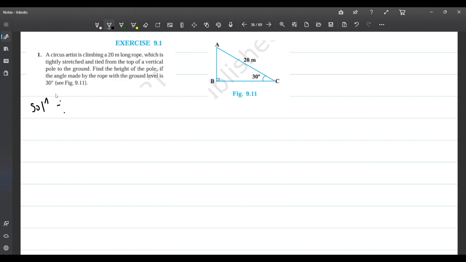Solution. A circus artist is climbing a 20-meter rope. So let's suppose that this is the rope. AC side is 20 meter, which is tightly stretched and tied from the top of a vertical pole to the ground. We have to find the height of the pole, and the angle made by the rope with the ground level is 30 degrees, so we have to find AB side. Let AB side be x.